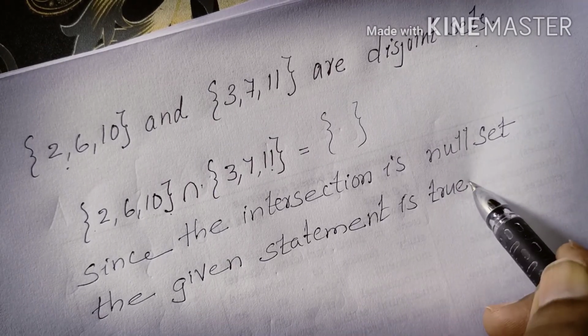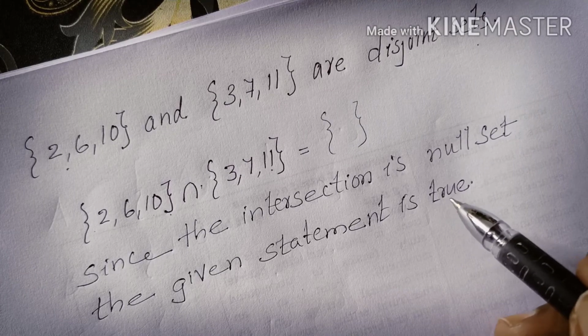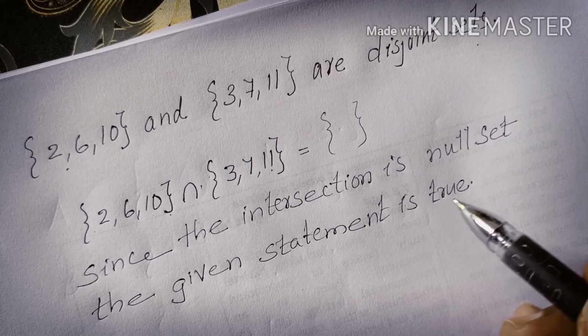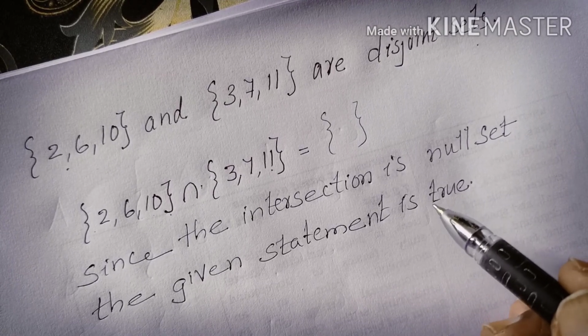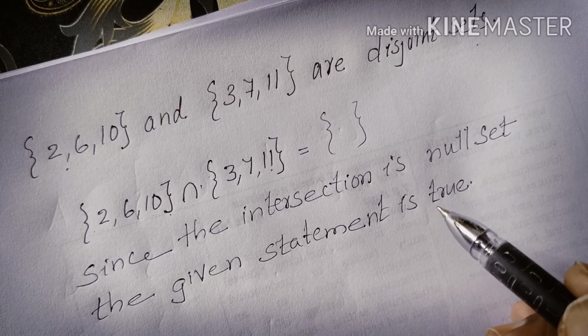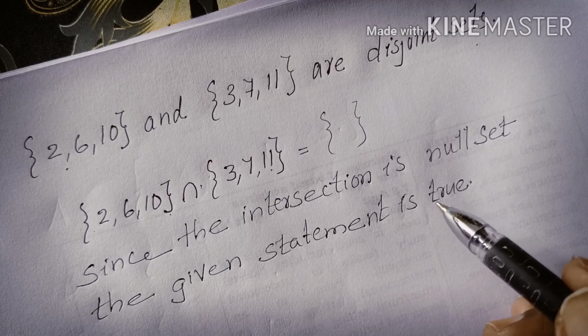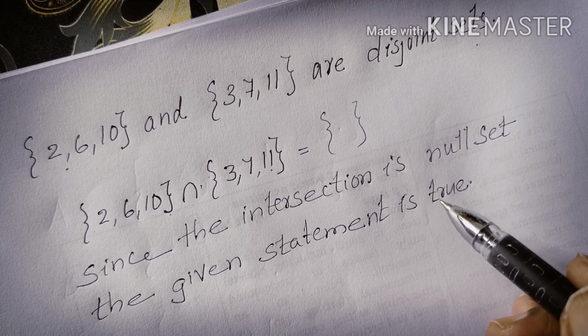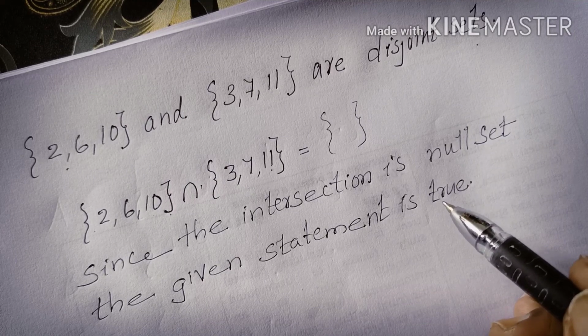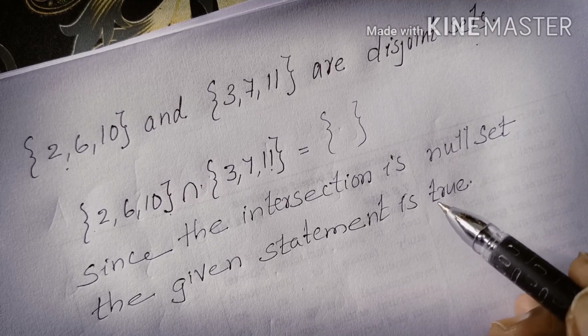So, in this way, you can find out whether the given sets are disjoint or not. Disjoint means what? They have no common elements. If two sets are disjoint, they won't have any common elements, meaning their intersection will be a null set.